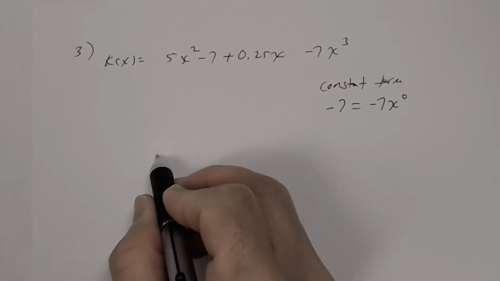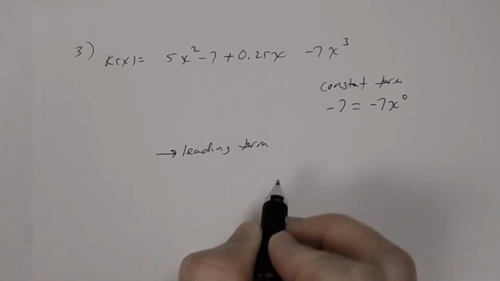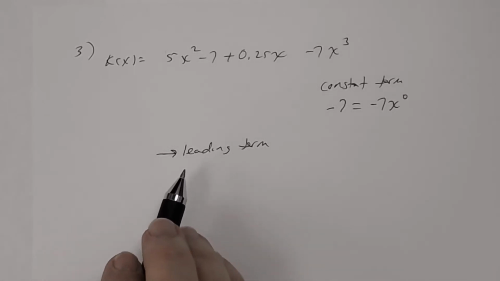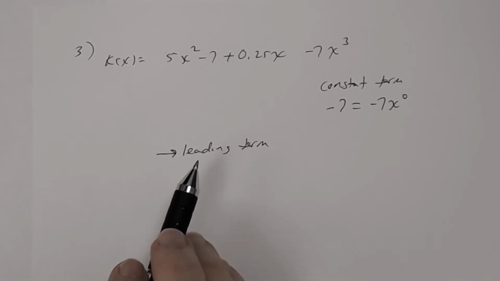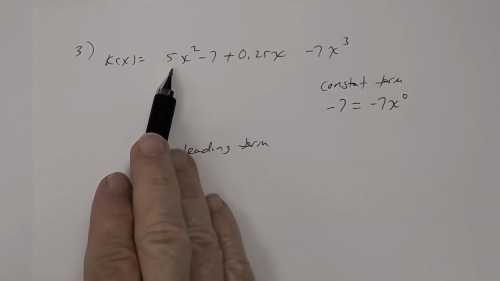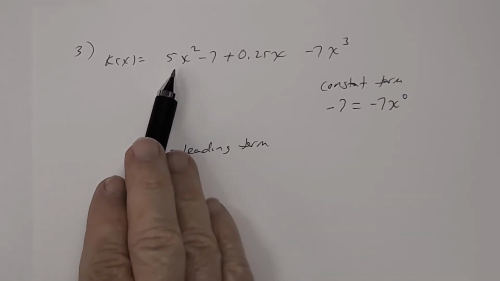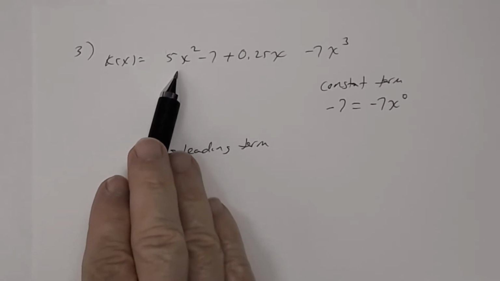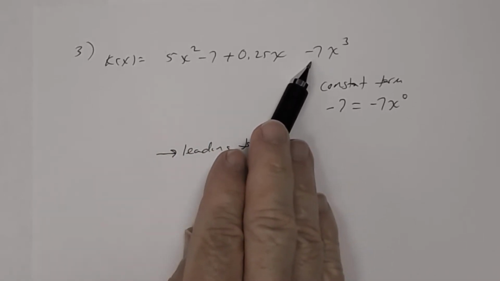So I'm going to ask you this now. You've got to be careful. I'm going to ask you, what is the leading term? Now here's where students get confused. When they hear the word leading term, some students think that means the first term. That's not what that is. The leading term is not 5x squared. Why is the leading term not 5x squared? Because it's not the term that has the largest exponent. The term that has the largest exponent is this. That's your leading term.